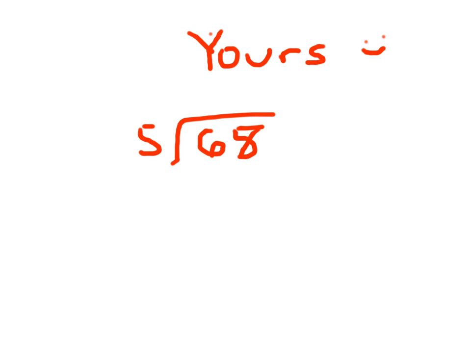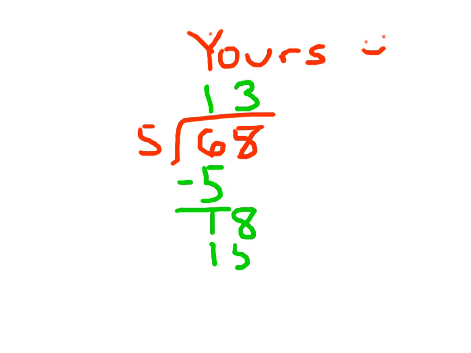You have 68 divided by 5. Remember, you're dividing by 5. Hit pause. First step is to divide 6 by 5. It goes in one whole time. 1 times 5 is 5, and 6 minus 5 is 1. Remember, one step at a time. Bring down the 8, and then we go back to our division step again. 18 divided by 5. 5 goes into 18 3 whole times, because 3 times 5 is 15. And 18 minus 15 is 3.